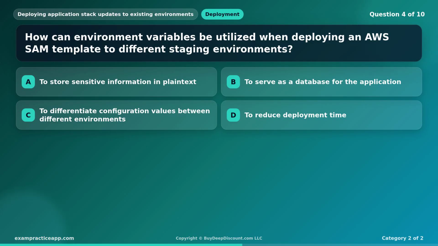Take a moment to choose your answer. The correct answer is option C. To differentiate configuration values between different environments.